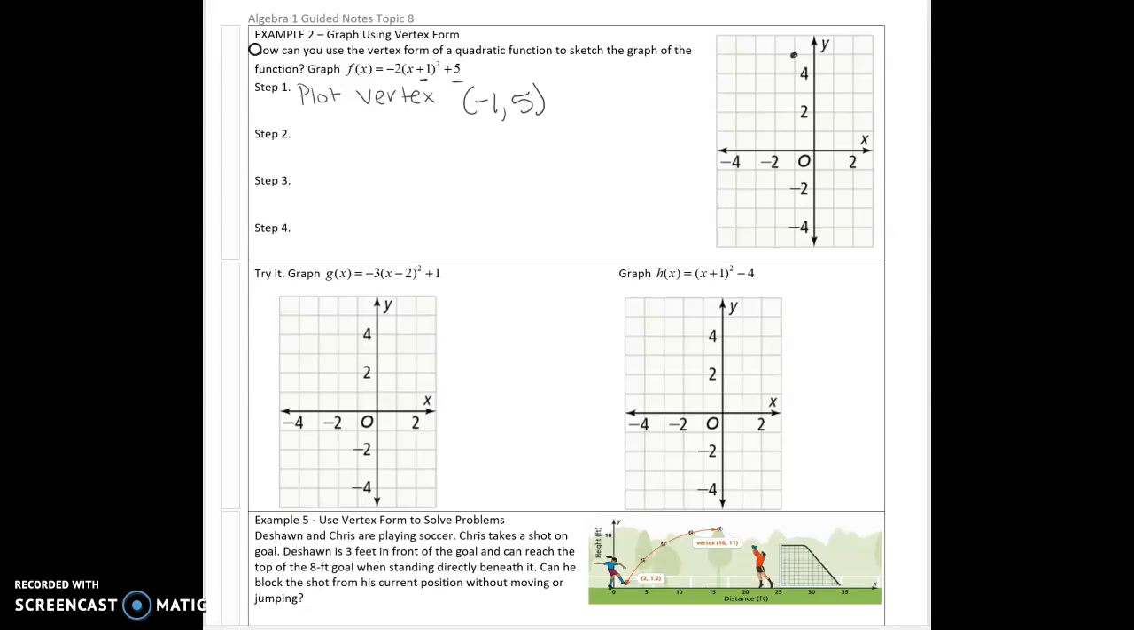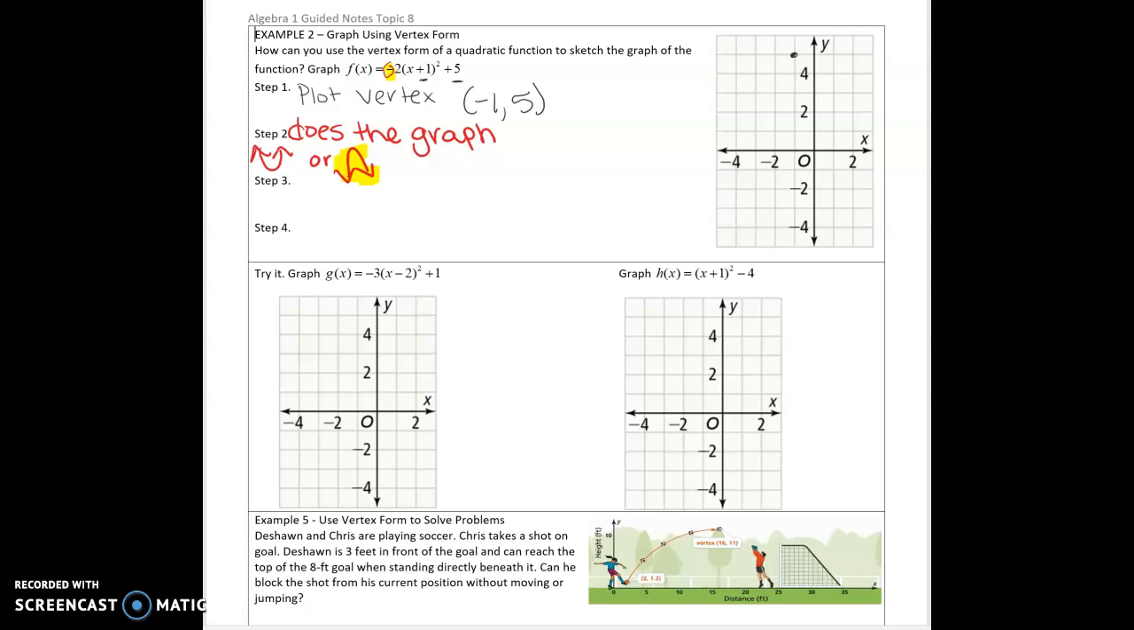Okay, and then the next one is looking at, does the graph open up or down? So you have to look at the sign in the front. Does the graph go up or down? And in this case, it's going to be going down because of that negative sign.